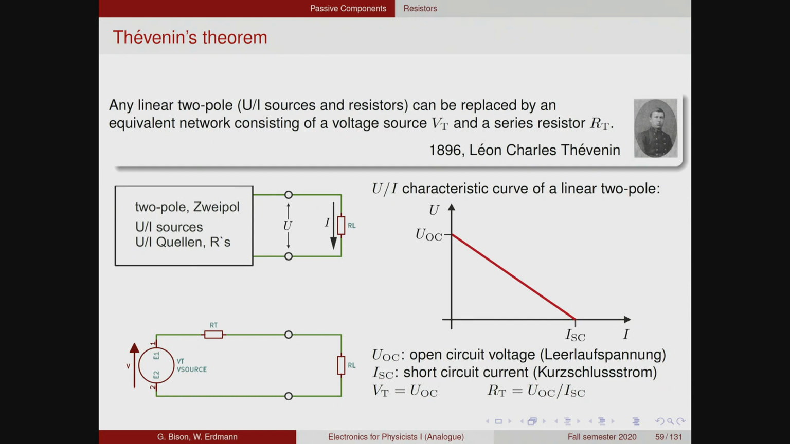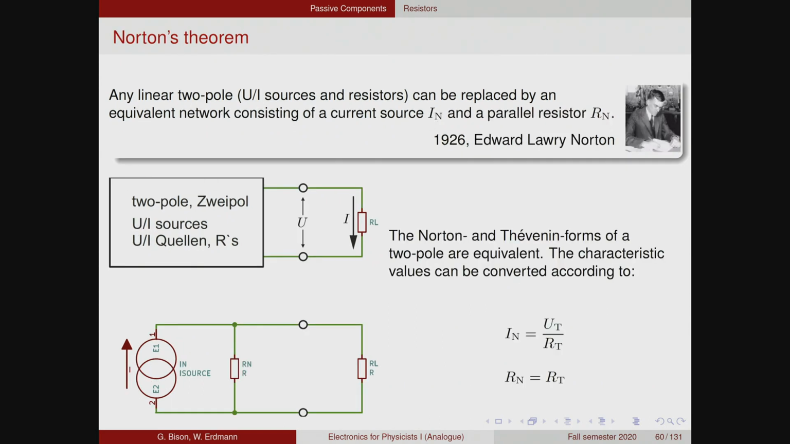So this can be a huge simplification, and it's always true as long as you have linear components in your network, and the network can be arbitrarily complex. There's an equivalent theorem by Edward, not the Edward Norton from Hollywood, but Edward Lawry Norton. And it says that, again, an arbitrarily complex network consisting of sources and resistors can be replaced by a current source and a parallel resistor.